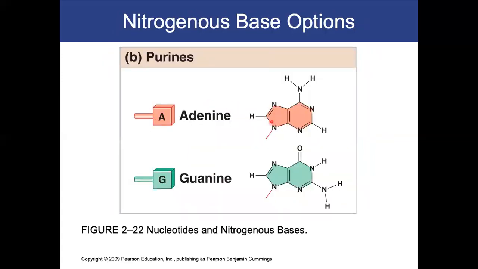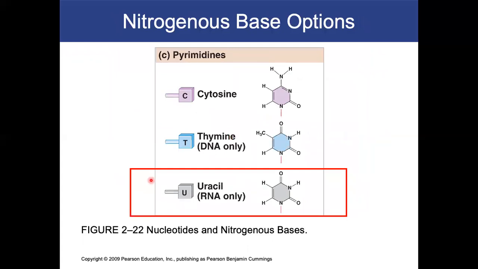Adenine is one choice for your nitrogenous base. It's classified as a purine. Guanine is classified as a purine as well. Purines have double rings. I'm not going to ask you the structure, but I want you to know that adenine and guanine are the two purines. Pyrimidines are cytosine, thymine, and uracil. So these can be your nitrogenous bases.